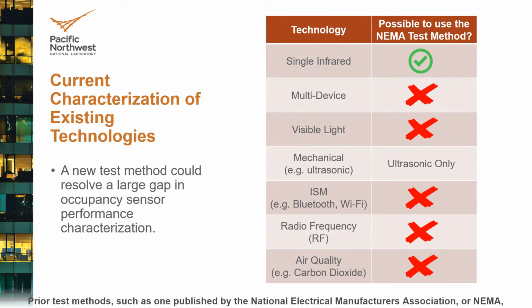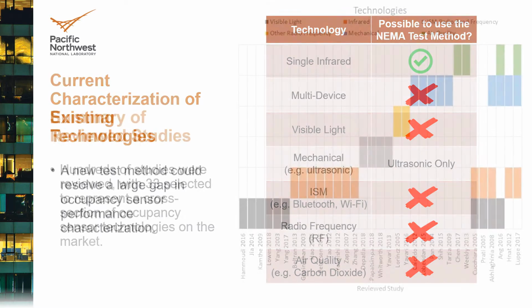Prior test methods, such as the one published by the National Electrical Manufacturers Association, or NEMA, only apply to certain popular occupancy sensor technologies, limiting the ability of new occupancy sensors to overcome the shortfalls of prior installations. A new technology-agnostic test method would be required to make an apples-to-apples comparison between a wider variety of technologies on the market, complete with both the strengths and weaknesses of each system under test.